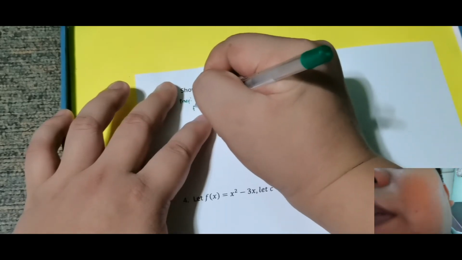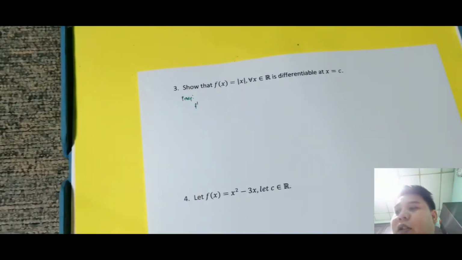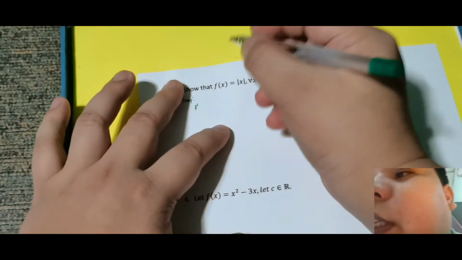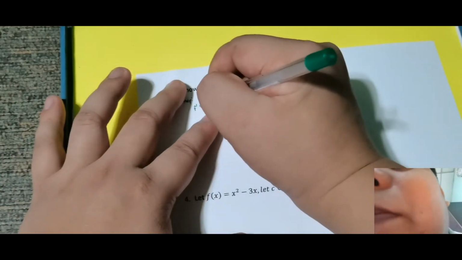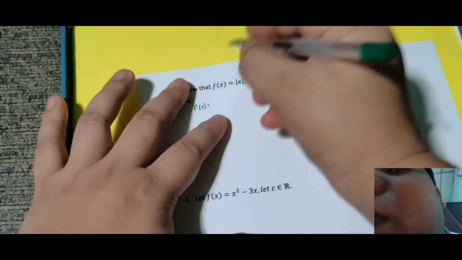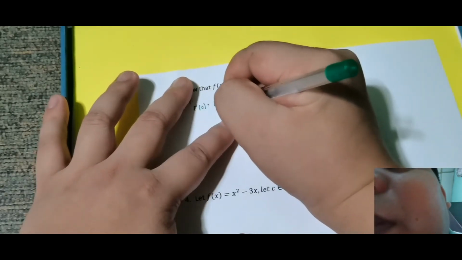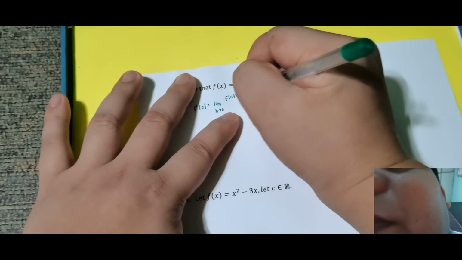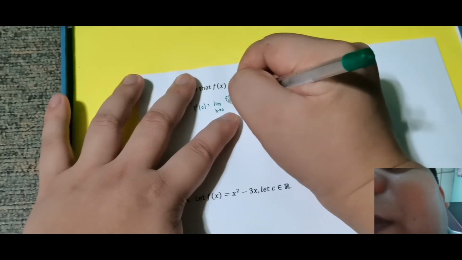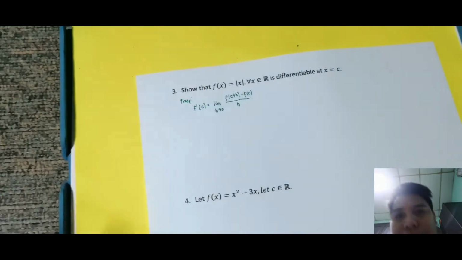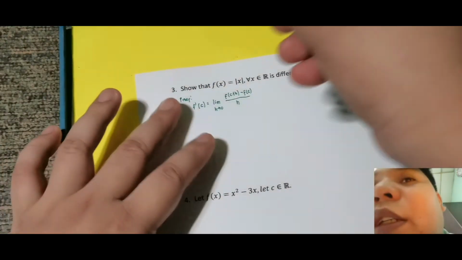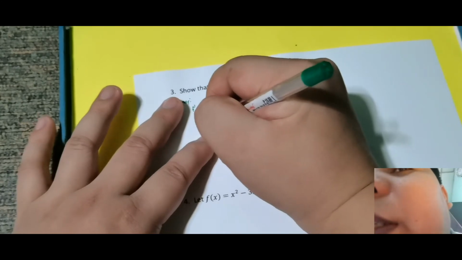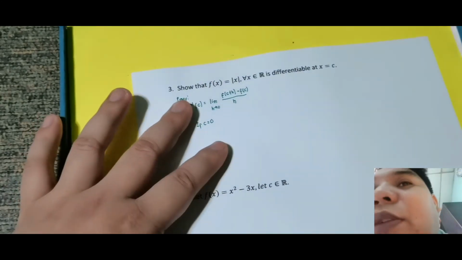So we have f prime of c. So ang gagawin ko is i-start tayo dito. Start ko sa f prime of c. So f prime of c is equal to limit as h approaches 0 ng f of c plus h minus f of c over h. Okay, so for case 1, unahin natin, if c is equal to 0, ano mangyayari?